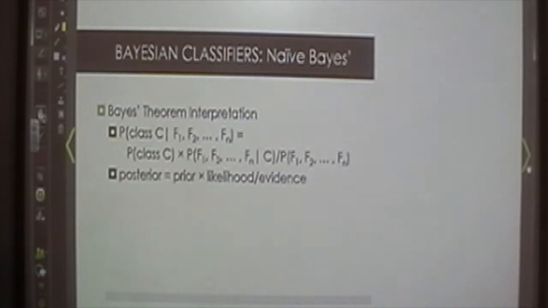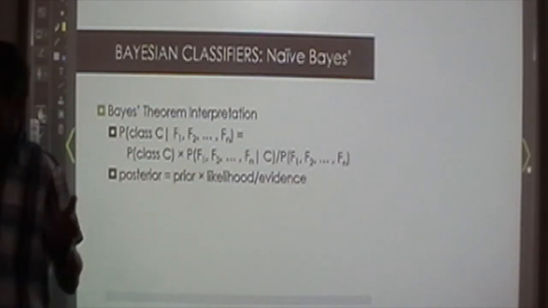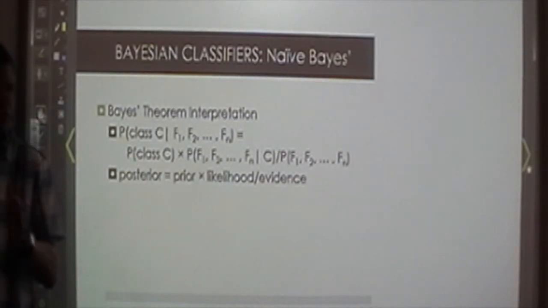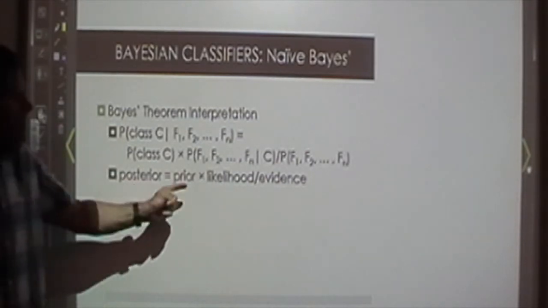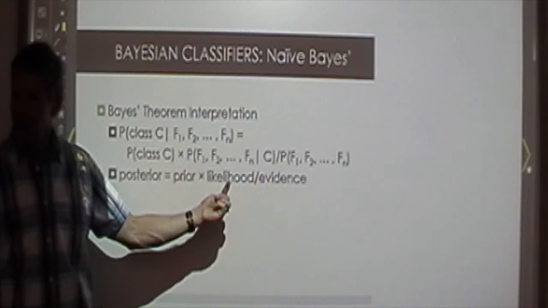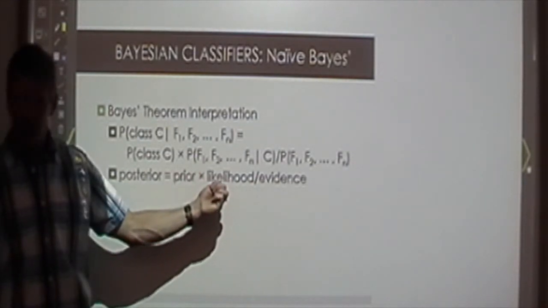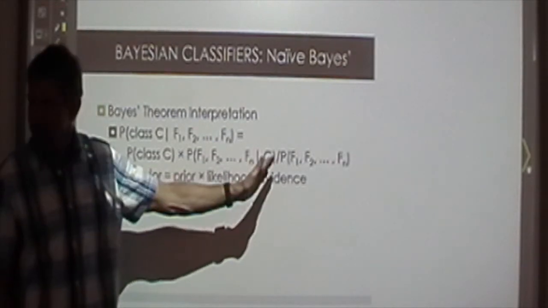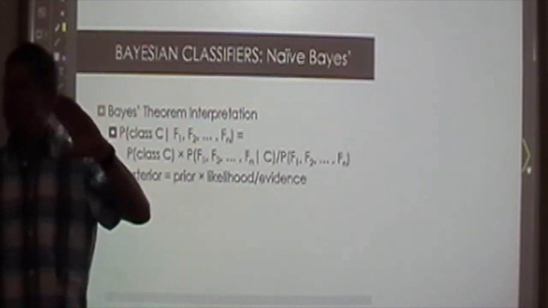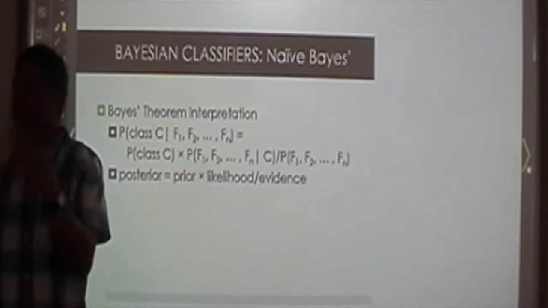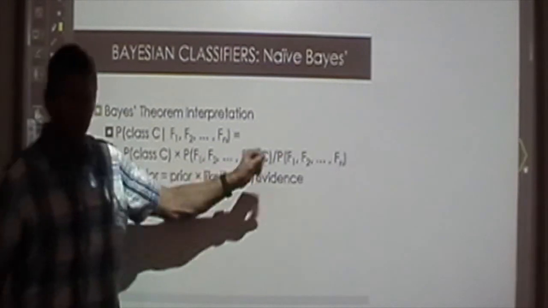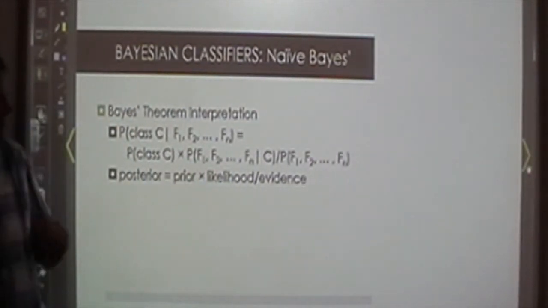So that's the math part here. An easy way to describe that is to talk about the new posterior probability, or updated probability. It is equal to our prior probability, which is just given by the distribution of our classes, times the likelihood of having those values for our features given that particular class, divided by the probability of having that evidence, which is the probability of our features.